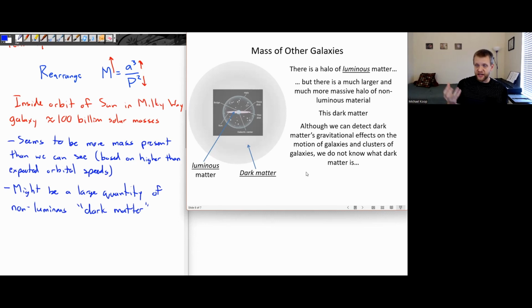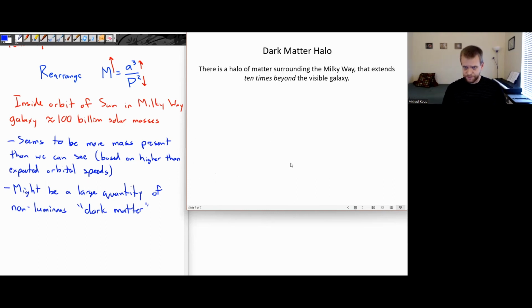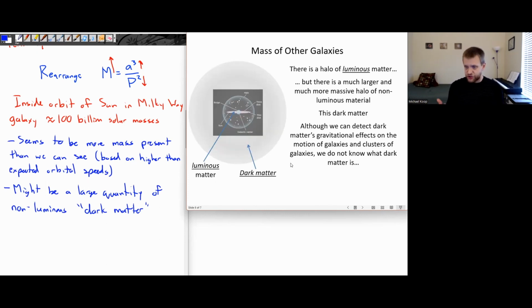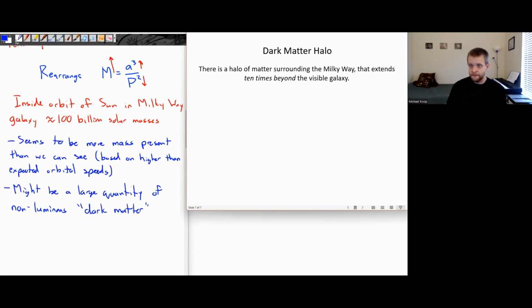So again, although we can detect dark matter's gravitational effects on the motion of galaxies and clusters of galaxies, we do not know what this dark matter is. Dark matter is just a placeholder name for there's something affecting these galaxies. And this discrepancy between what we expect and what we observe based on the orbital speeds of these galaxies, we observe that there should be this much matter. It's not even really close.